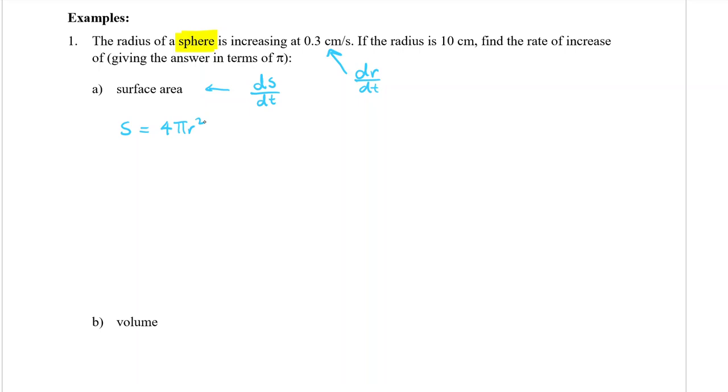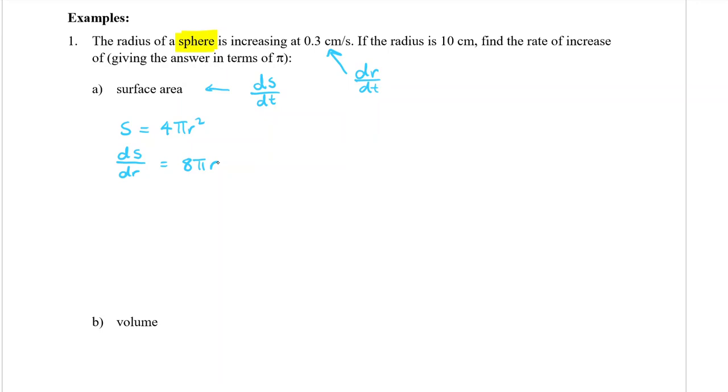That is the formula for the surface area of a sphere. Now, I can differentiate that. I'm differentiating the S with respect to what letter on this side? R. So it's a dS over dr. When I differentiate, the 2 comes down. 4 times 2 is 8 pi r. I have all the bits that I need.